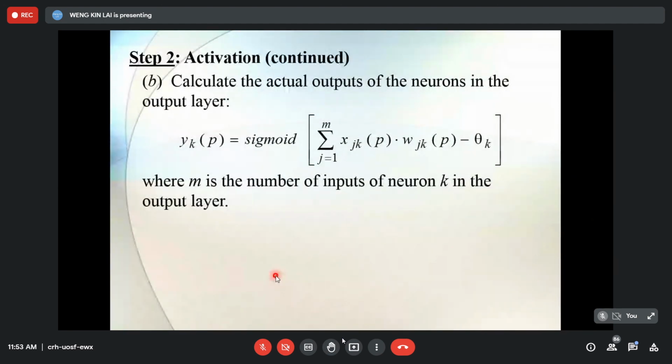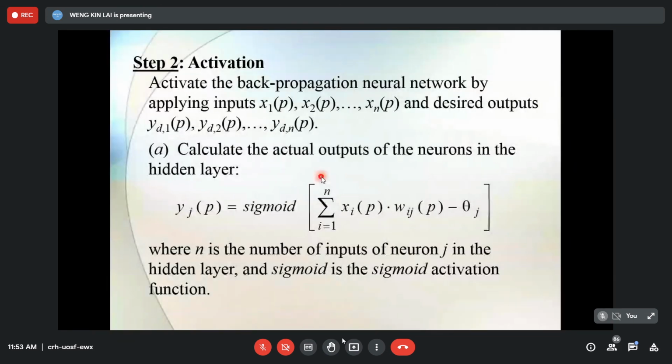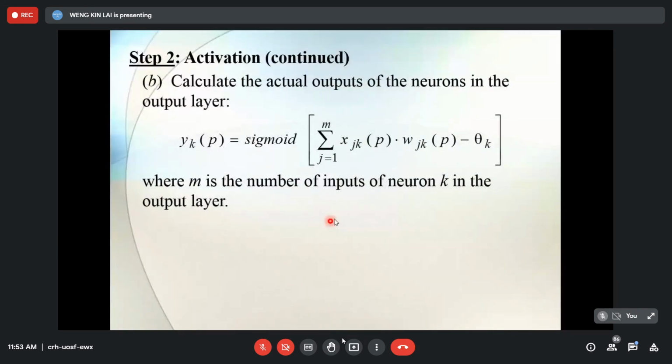So, continuing with part B of your activation step, you then calculate the outputs of the neurons in the output layer. The same thing: you move it around and then calculate the actual output of the neurons in the output layer. This one is calculated in the hidden layer, and this one in the output layer. Again, not much difference, the same functionality. You have the weighted inputs, the inputs multiplied by the weights, then the threshold, and then you apply a sigmoid function to it.